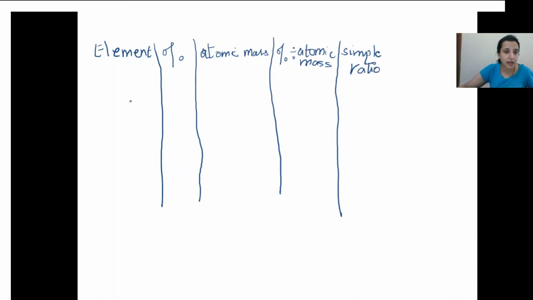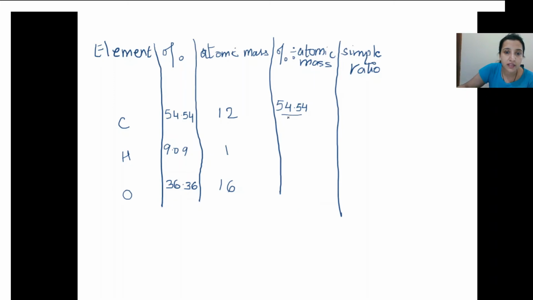Now, which elements are there in this question? Carbon, hydrogen, and oxygen. The percentage is 54.54% for carbon, hydrogen is 9.09%, and oxygen is 36.36%. Now you don't need to look at the question. Atomic mass is 12 for carbon. Slowly, as you gradually do the questions, you will automatically learn them also. Hydrogen 1, oxygen 16.